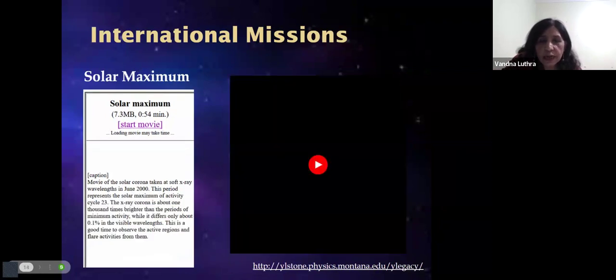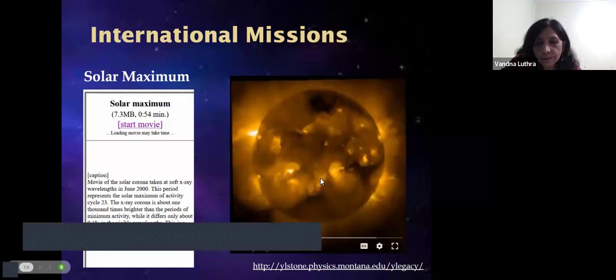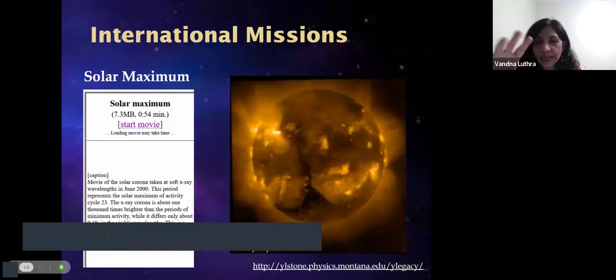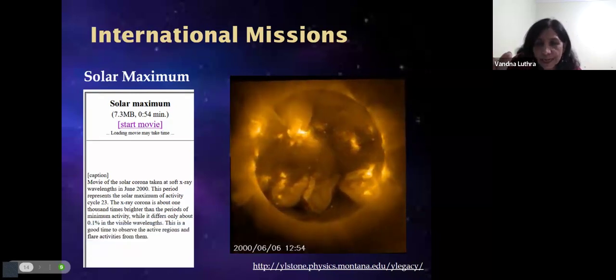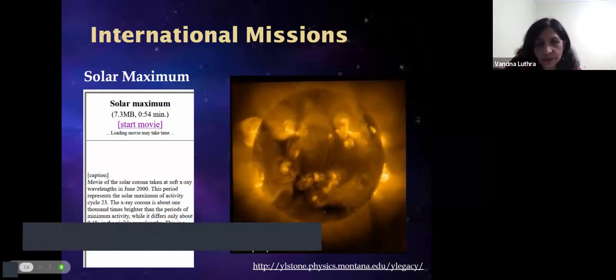I can go to the next slide in which the solar maxima is shown, and one can see how the sun's activity gets activated to a higher extent during this time. The dynamic sun can be seen with more vigorous activity as well as a very thick corona surrounding the whole sun.